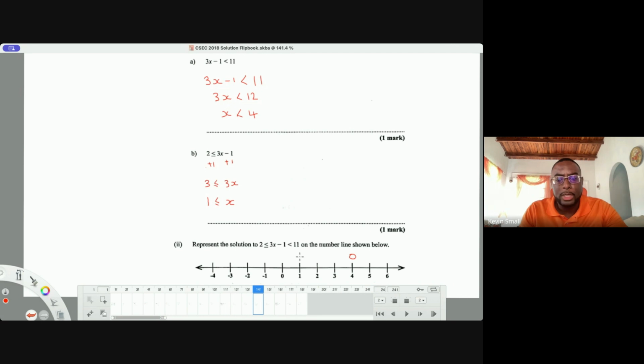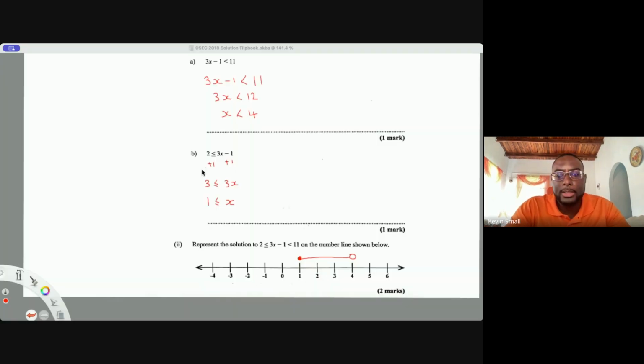So I will have to put a closed circle here, a closed dot here, and then combine them with a straight line. Okay, that is what the question is asking you to do. So you have to just draw that on the actual paper. Closed circle for the or equal to symbols, open circle for the normal, less than or more than symbols. Okay, raise your hand if you understand. All right, cool.